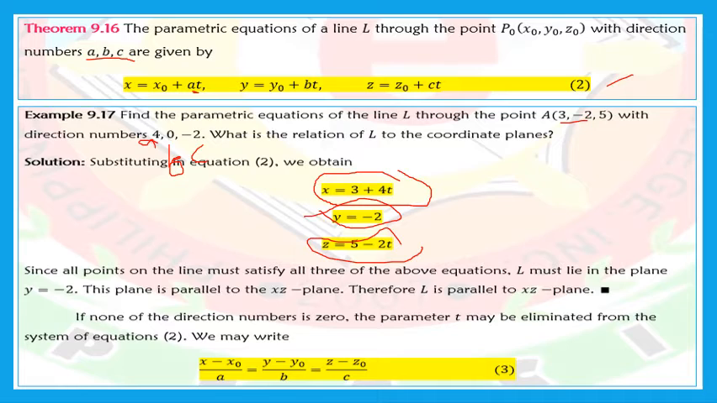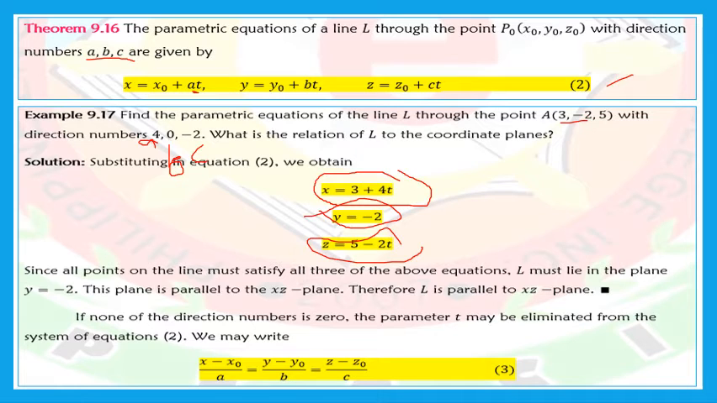This plane is parallel to the xz plane. Okay, yung na-discuss doon sa first na module: kung y is equal to k, ibig sabihin parallel siya sa xz plane. Kung z is equal to k, parallel siya sa xy plane. Kung x is equal to k, parallel siya sa yz plane. So therefore, ang L natin dito class is parallel to xz plane. So parallel siya kay xz.